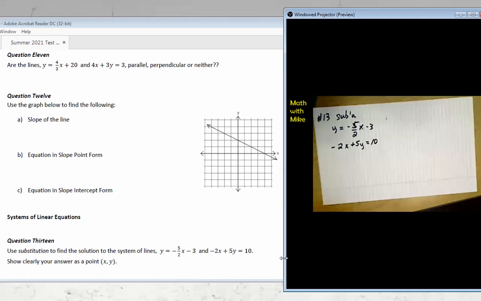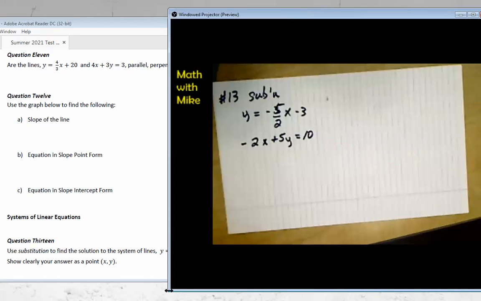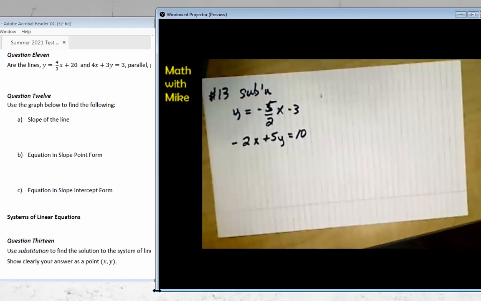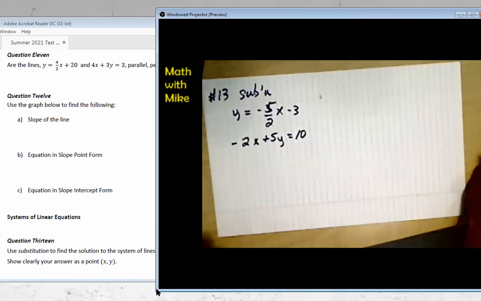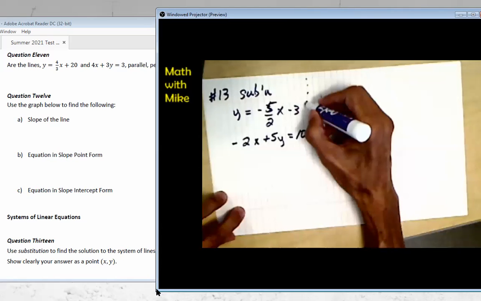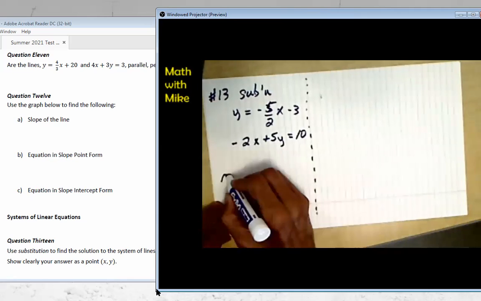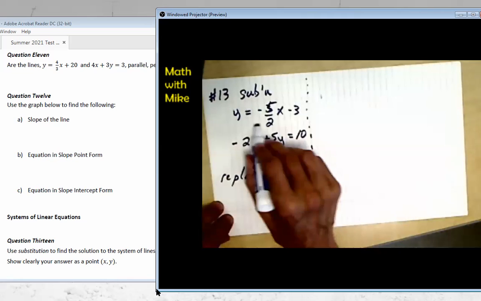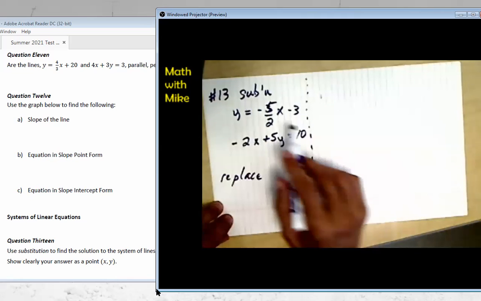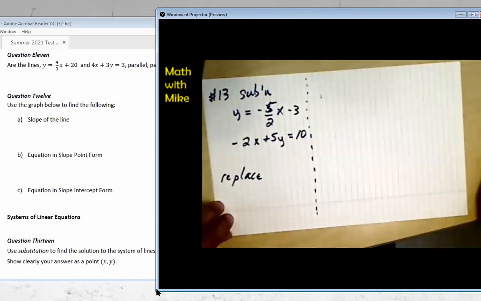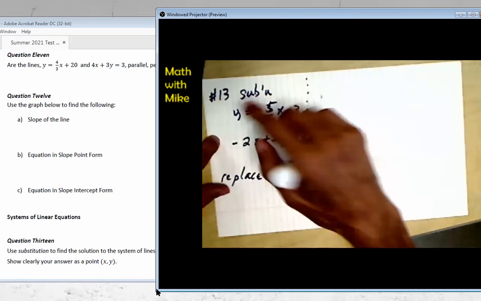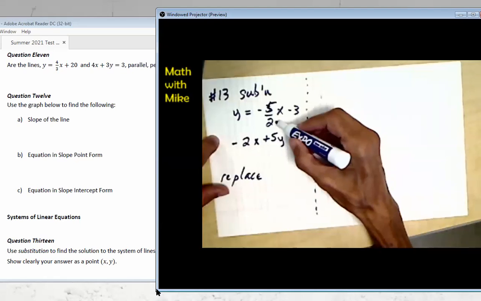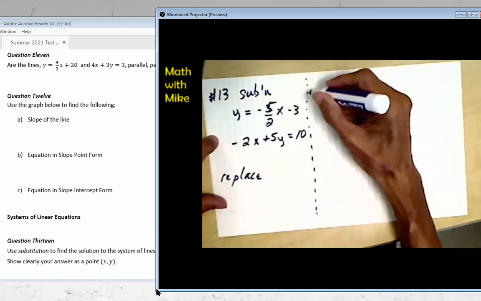Importantly, it says show your answer as a coordinate, (x, y). Okay, so let's make sure that happens. But with substitution, how does it work? Substitution means replace. So you replace y with the x stuff that's there. So I'm going to replace this y with all of that x stuff. And the equation is going to look like this.